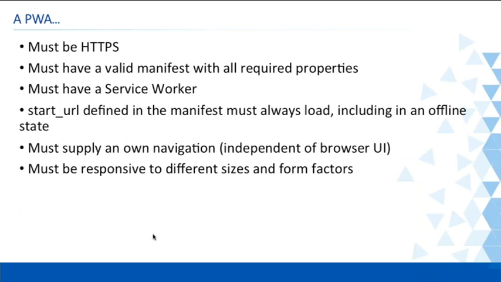So effectively, what we need to know is a PWA must be over HTTPS. It must have a valid manifest where all the required properties are filled in. It must have one service worker. It must define a start URL, which will know what to load from. It must have its own navigation and preferably be a shell application, but that's again not mandatory. You can still have a regular web page and give it your own navigation, and it must be responsive to support different form factors.